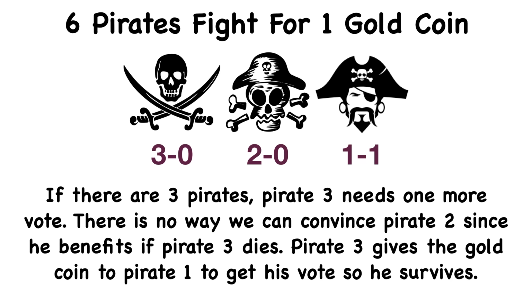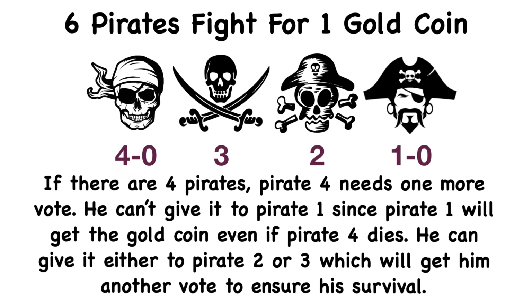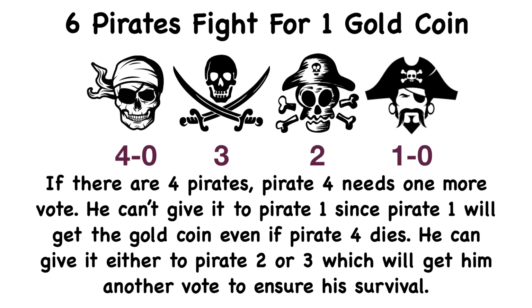If there are 3 pirates, Pirate 3 needs 1 more vote. There is no way he can convince Pirate 2 since Pirate 2 benefits if Pirate 3 dies. Pirate 3 gives the gold coin to Pirate 1 for his vote, so he survives. If there are 4 pirates, Pirate 4 needs 1 more vote. He can't give it to Pirate 1 since Pirate 1 will get the gold coin even if Pirate 4 dies. He can give it to either Pirate 2 or 3, which will get him another vote to ensure his survival.